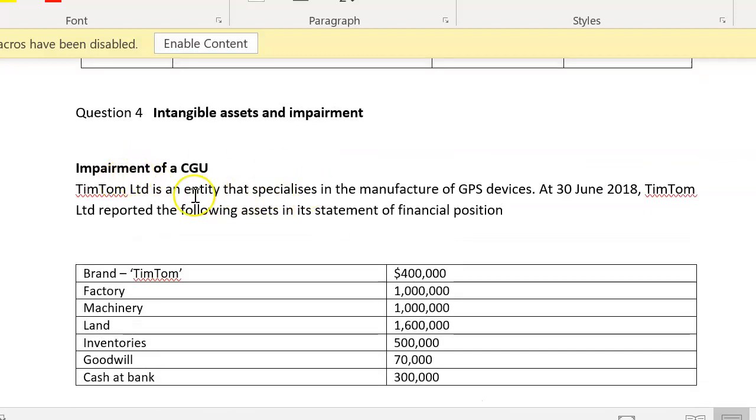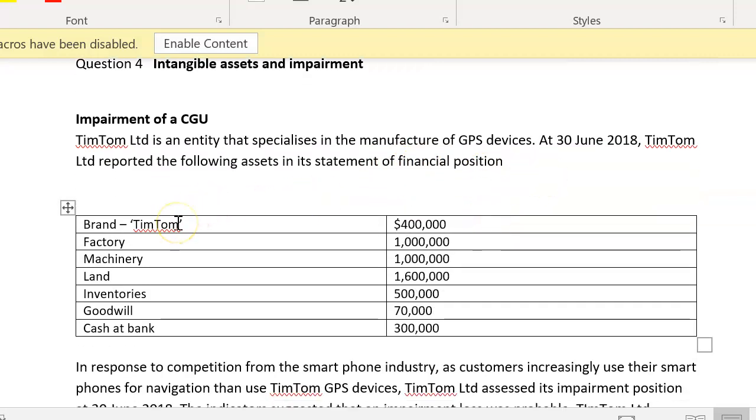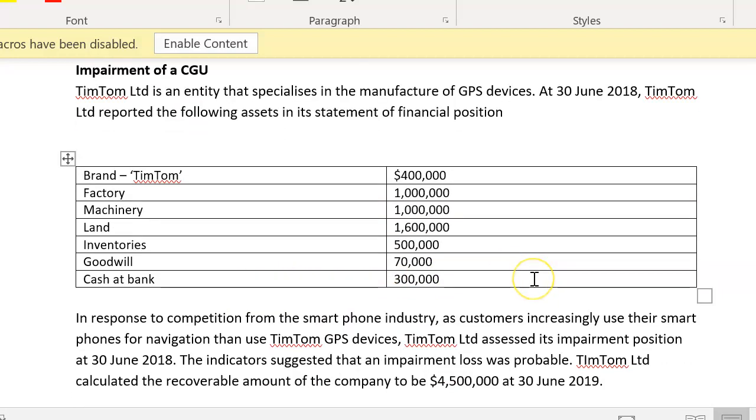Okay, so you're given TimTom Limited, which is a GPS manufacturer. At 30th of June 2018, TimTom Limited reported the following assets in its statement of financial position. You're given brand name of TimTom at 400,000, factory 1 million, machinery 1 million, land 1.6, inventories 500,000, goodwill 70,000, cash at bank 300,000.